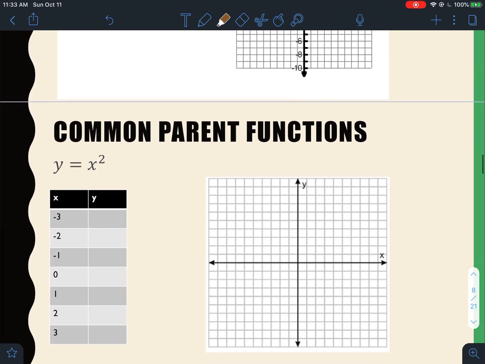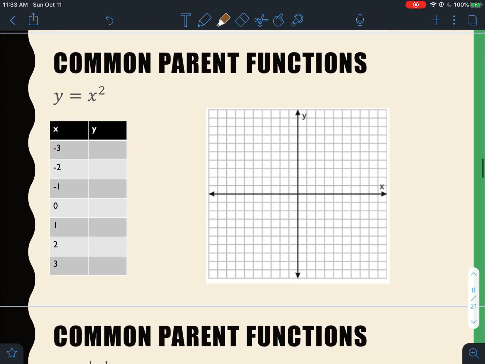All right. So moving on from our piecewise functions, let's talk about some common parent functions. A parent function is just the most basic version of a function or equation. So for instance, y equals x squared is the most basic version of x squared.